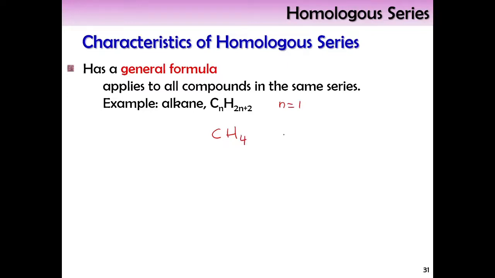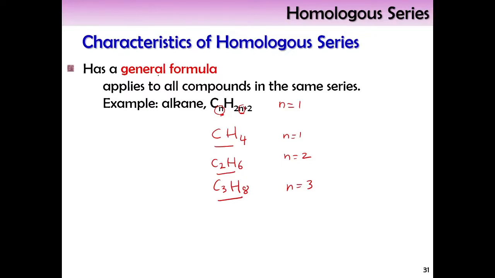When n equals 1, it is CH4. When n equals 2, it will be C2, 2 times 2 is 4, plus 2 is 6, H6. When n equals 3, the same thing, you change n into 3, so C3H, 2 times 3 is 6, plus 2 is 8. Okay, so this is alkane, this is alkane, this is alkane.